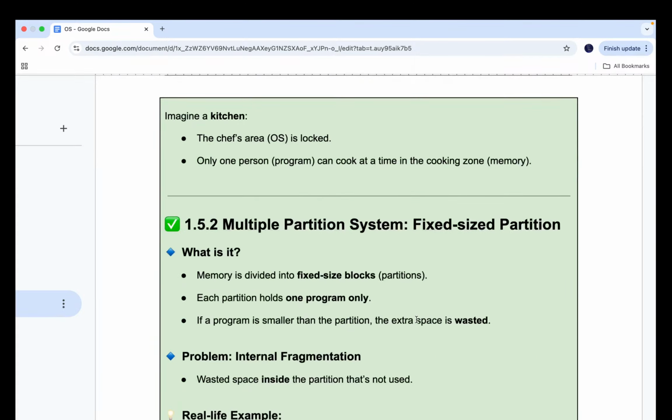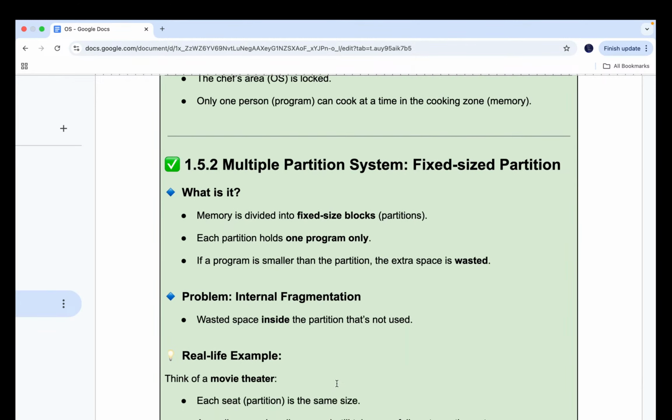Memory, multiple partition system. Fixed size partition: what is it? Memory is divided into fixed size blocks. Each partition holds one program only. If the program is smaller, then the extra space is wasted.